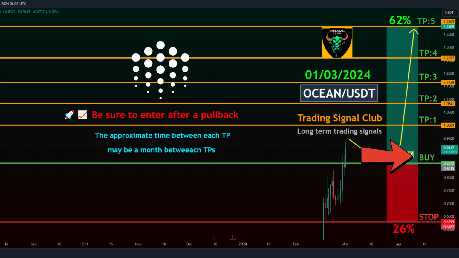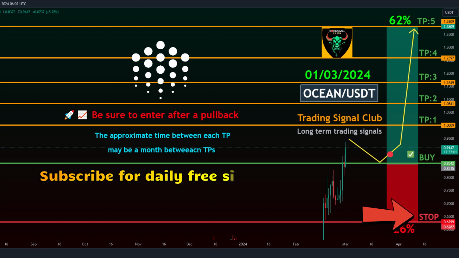Take profit targets. Target 1, 1.0009. Target 2, 1.0841. Target 3, 1.1649. Target 4, 1.2597. Target 5, 1.3809. Stop loss. Stop level, 0.6299.